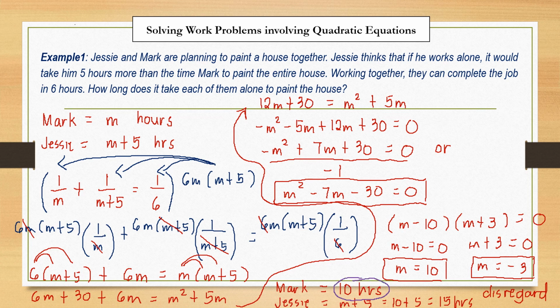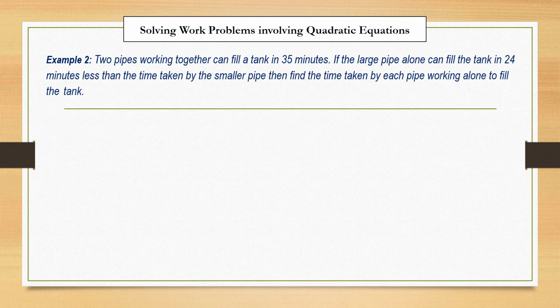Mark, 10 hours. Jesse can finish it working alone in 15 hours. Let's have another problem. Two pipes working together can fill a tank in 35 minutes. If the large pipe alone can fill the tank in 24 minutes less than the time taken by the smaller pipe, then find the time taken by each pipe working alone to fill the tank.